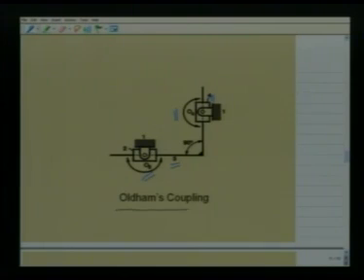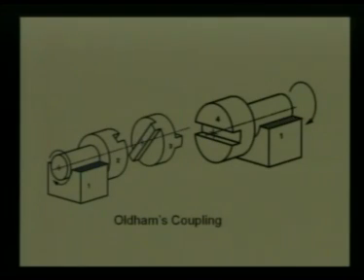Thus this mechanism, known as Oldham's coupling, can be used to connect two parallel shafts, one at O2 and the other at O4, and transmit uniform angular velocity ratio. This is the kinematic diagram. The physical construction of this Oldham coupling is shown in the next slide.